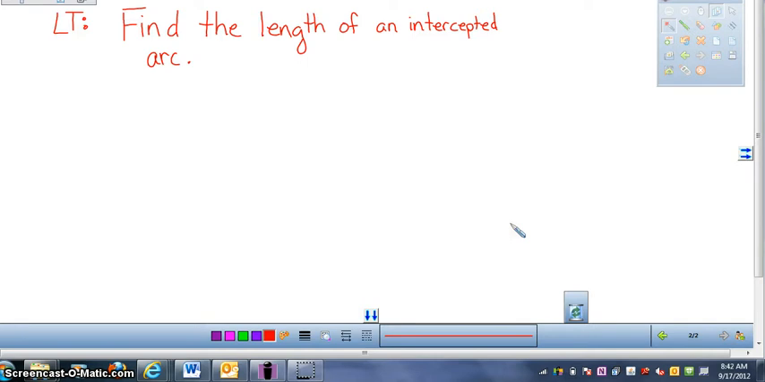So the first thing we're going to look at, and you can see what I have on the screen, is find the length of an intercepted arc. Or the book likes to use big fancy things like that. I like to just say find arc length.